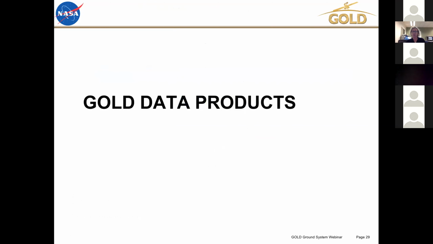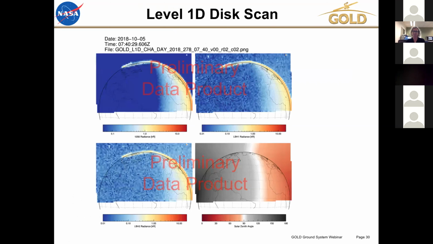Okay, and so then from that, let's now look at the GOLD data products themselves. So this is a look at the level 1D images for each of these type of scans that we just discussed. So this is what a disk scan looks like.